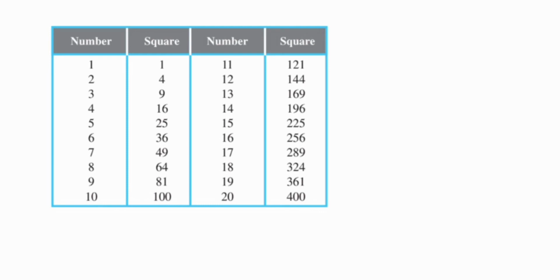Now the very first property, we're going to observe this. Observe the table carefully. Here, if you look at the squares of the numbers 1 to 10, I'm talking about the unit digit, the last digit. So we have 1, 4, 9, and then 6, 5, again 6, 9, 4, 1 and 0. If you observe, we are getting only specific numbers.